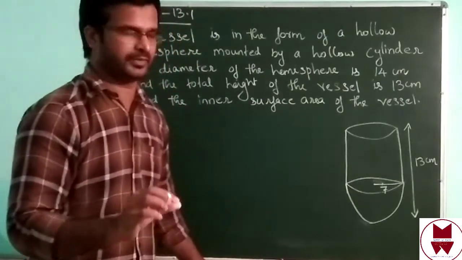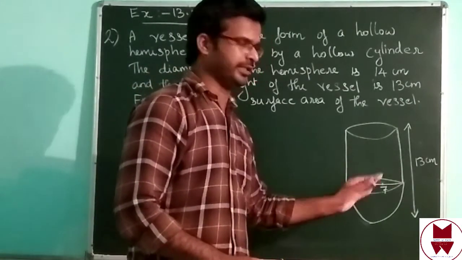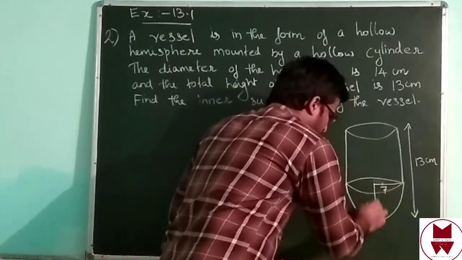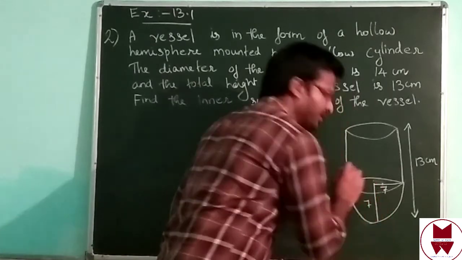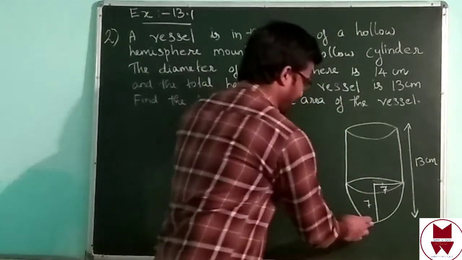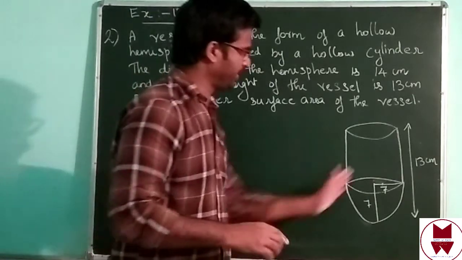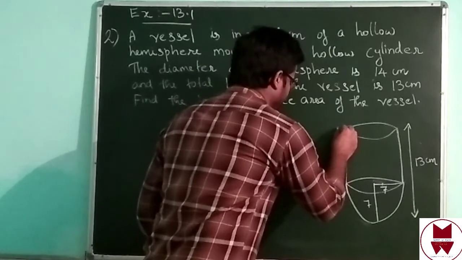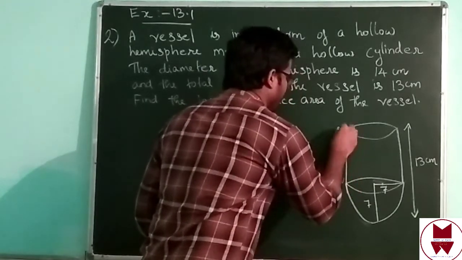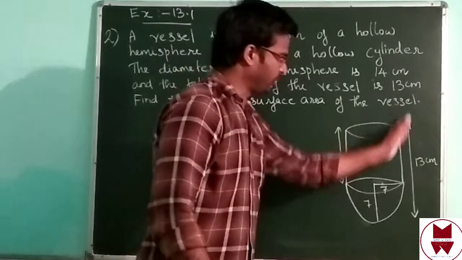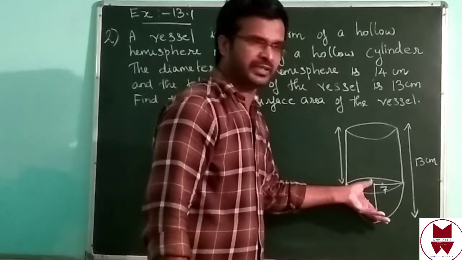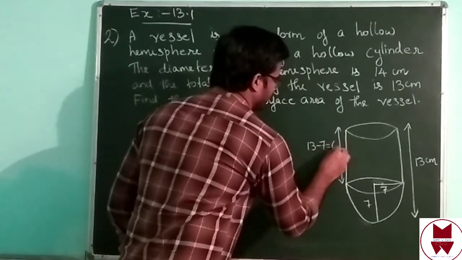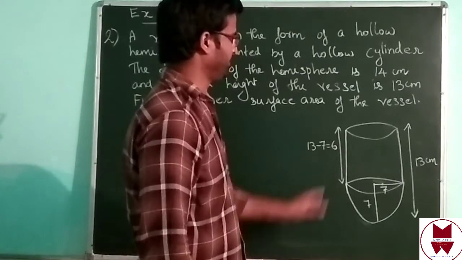There are two things only given. Diameter 14 means radius will be 7 centimeter. If you draw one line downside, this one also is 7 centimeter. This is also a radius. Radius of hemisphere and height will be equal, isn't it? Then you can find out the height of the cylindrical part. How much will come? This total is 13. Then this 7 we cannot consider, isn't it? Then we can write 13 minus 7 equal to 6 centimeter. That will be 6 centimeter.